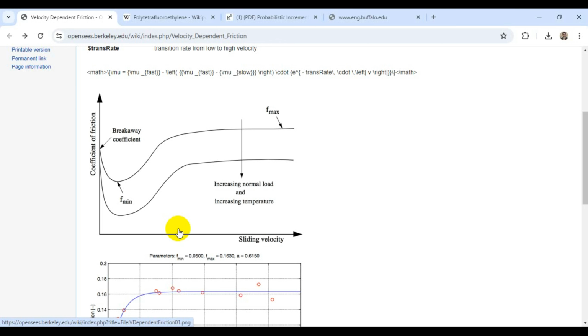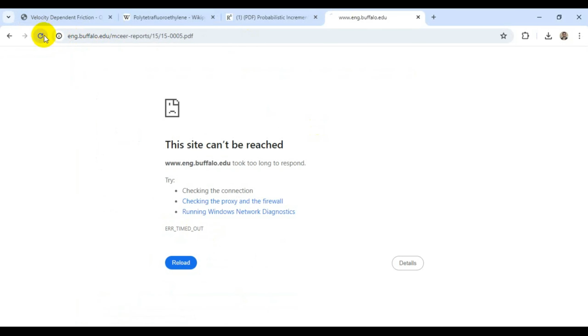So the reference they have provided here, I wish I could access it. My internet is not so fast at this moment. I will try to discuss it in other videos.